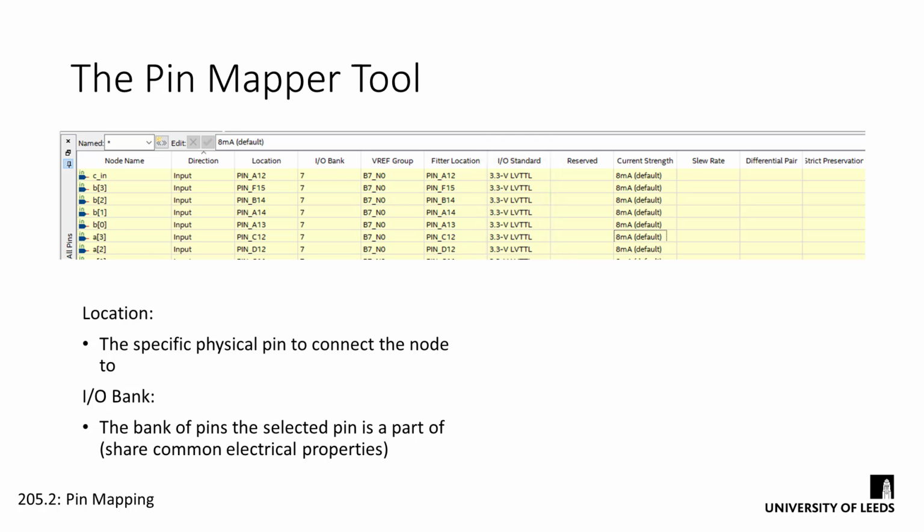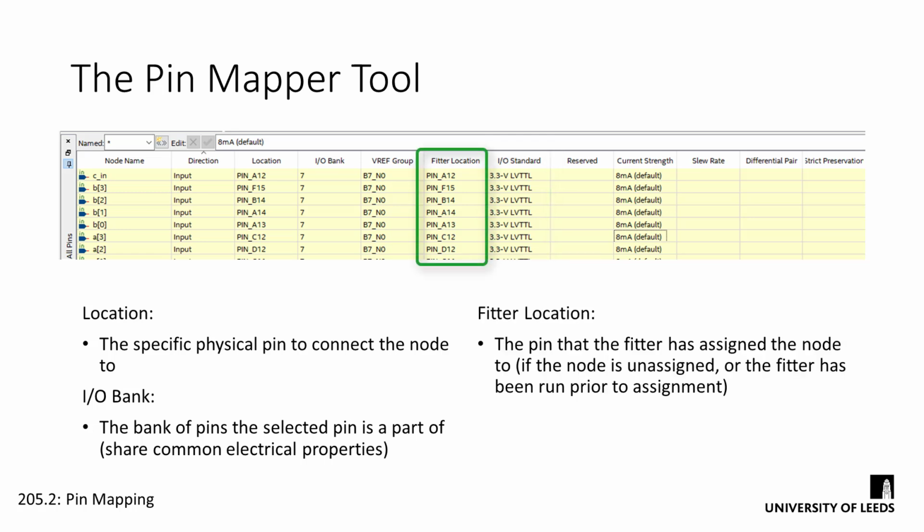The last column we're going to look at here is the fitter location column. This is the pin that the fitter has assigned the node to in the previous compilation. If the node was manually assigned before compiling, the value here should match the value in the location column. But if not, the fitter will automatically assign it a location.